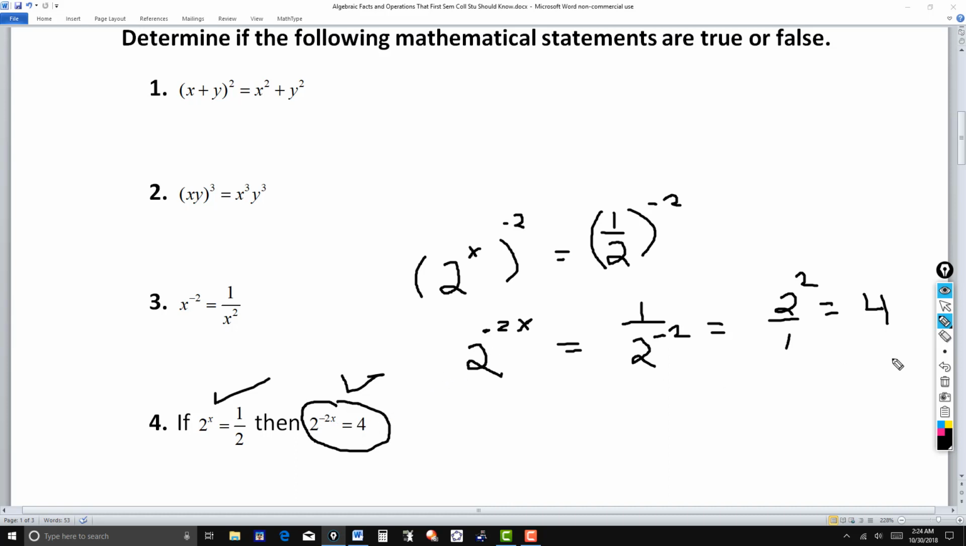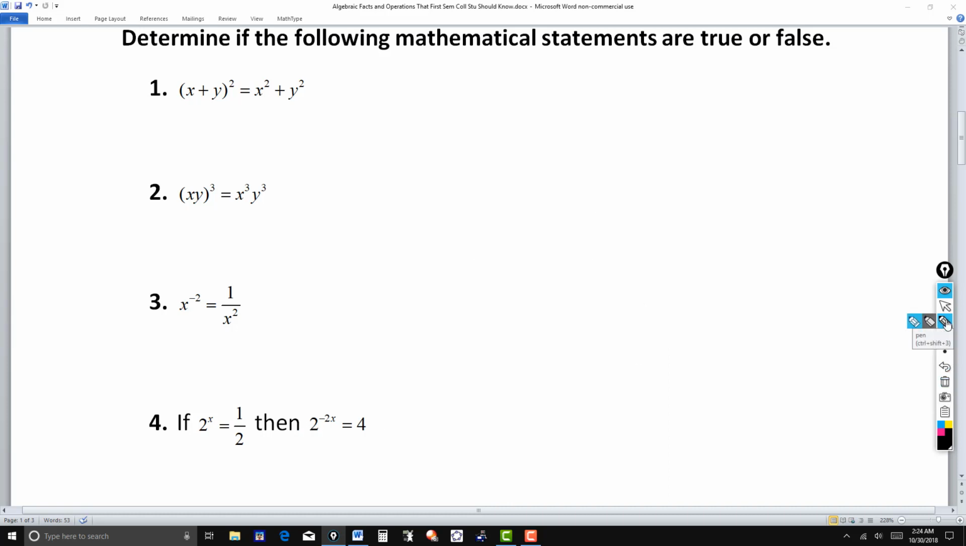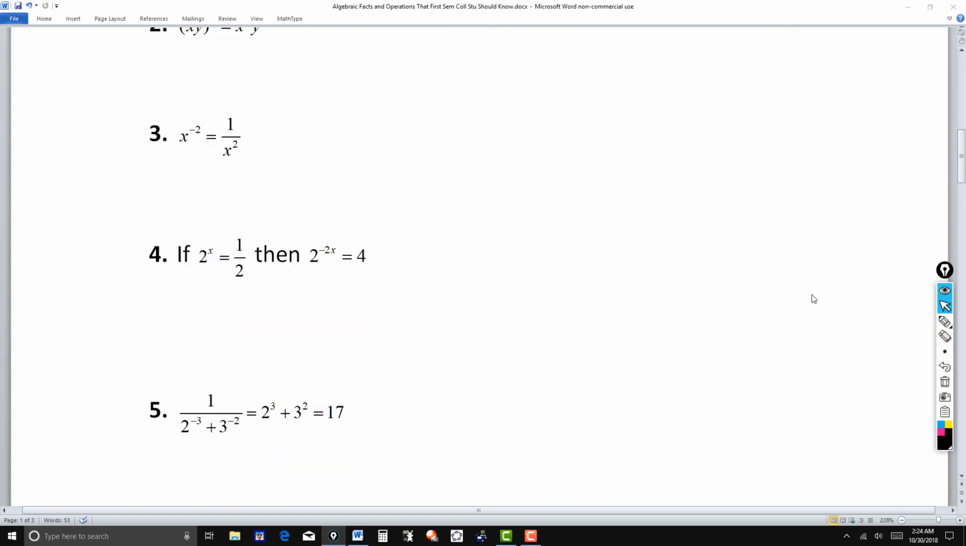Go to the next one. Based on what we've done, would you say this is true or false? Look at that for a few seconds and then decide on your answer.